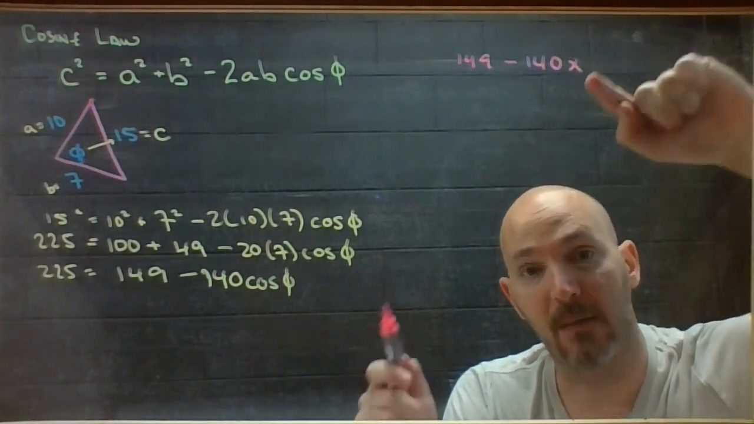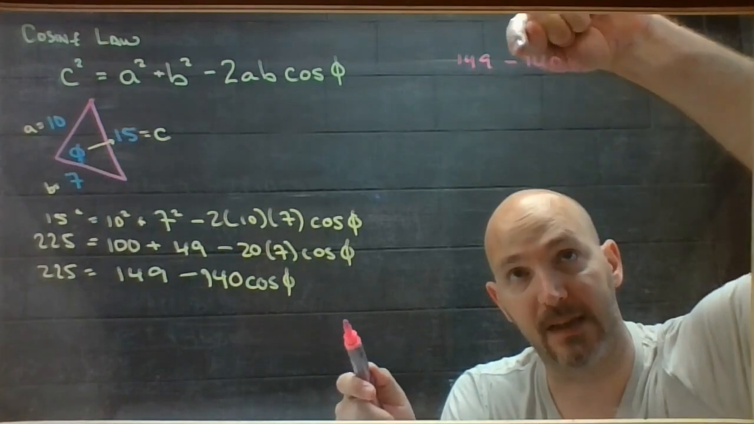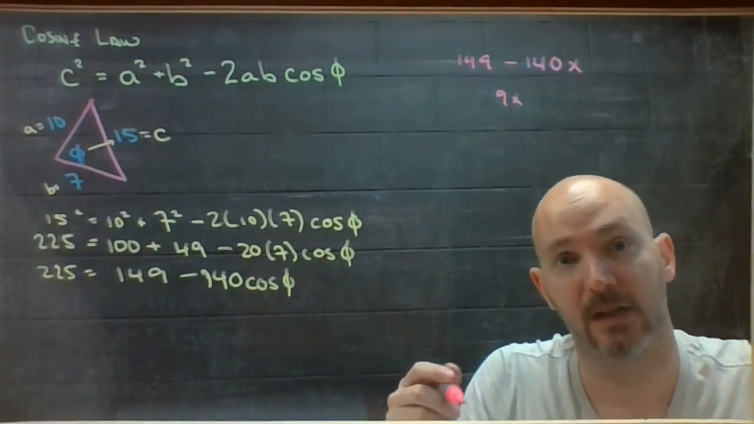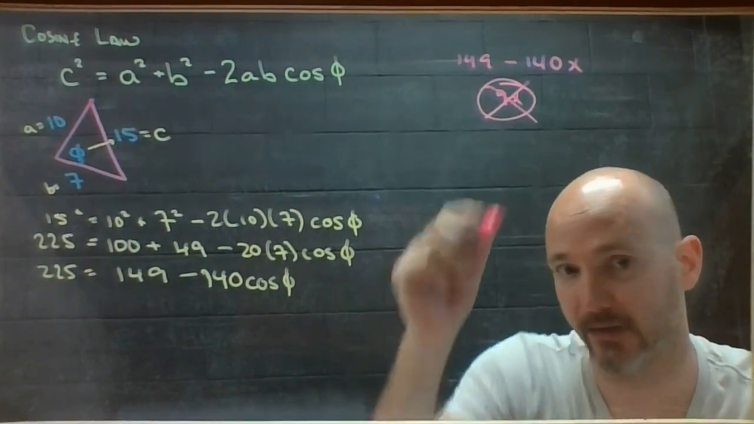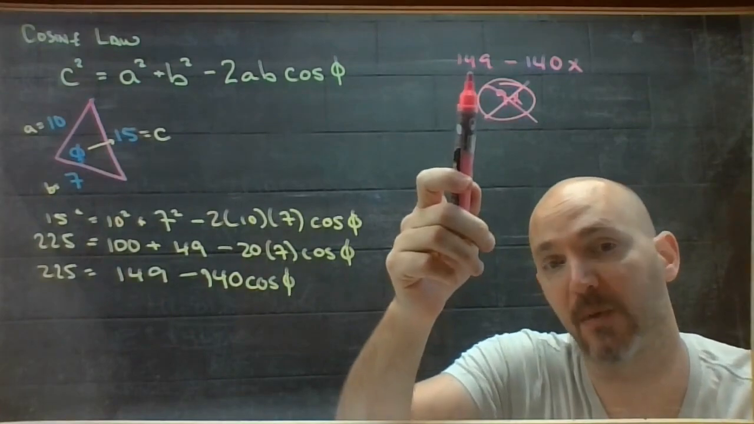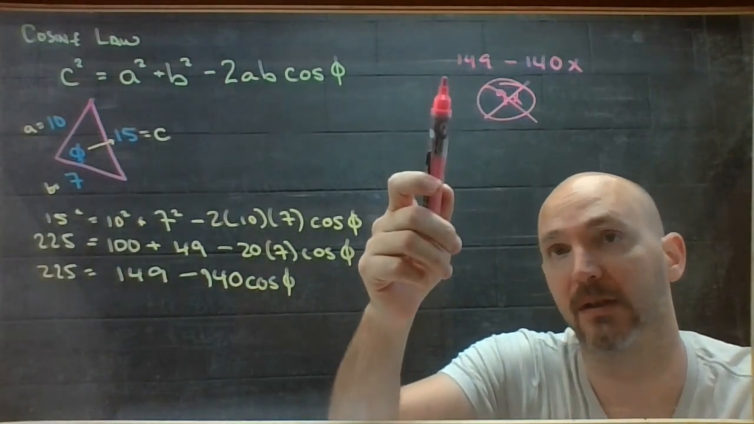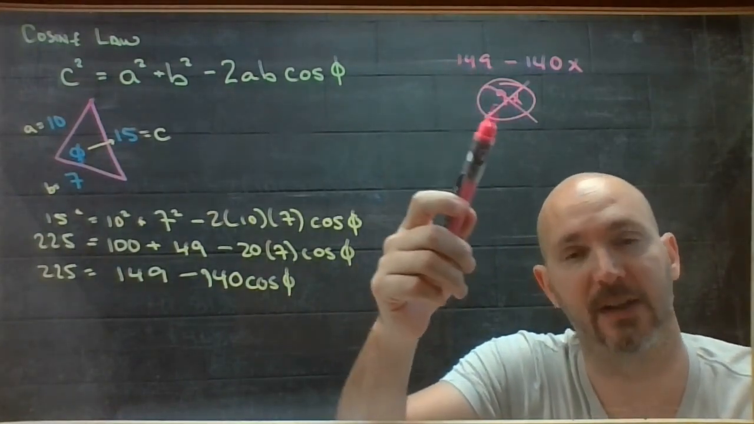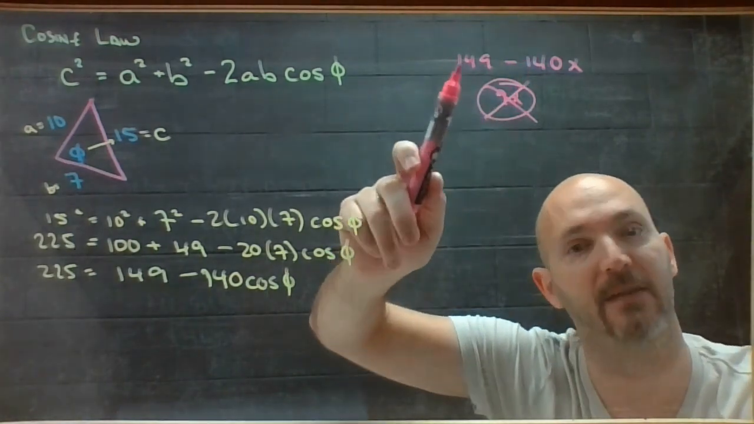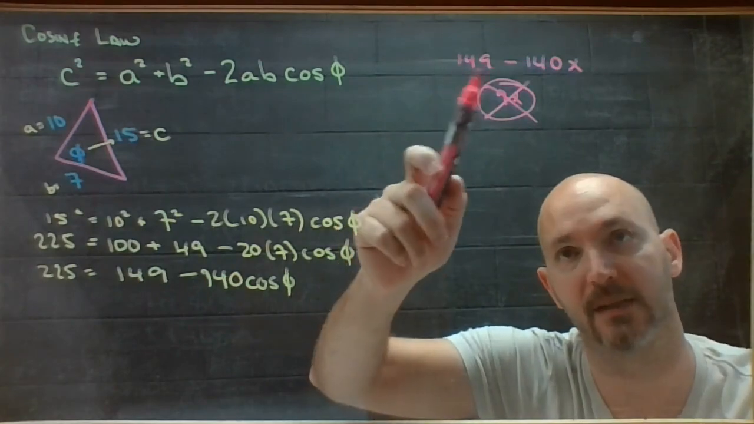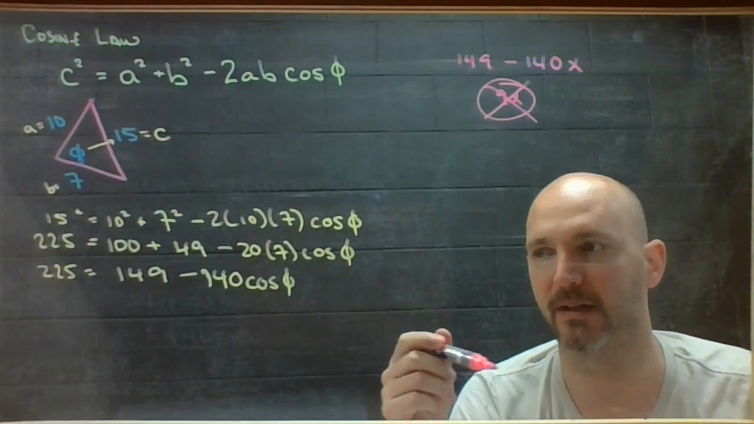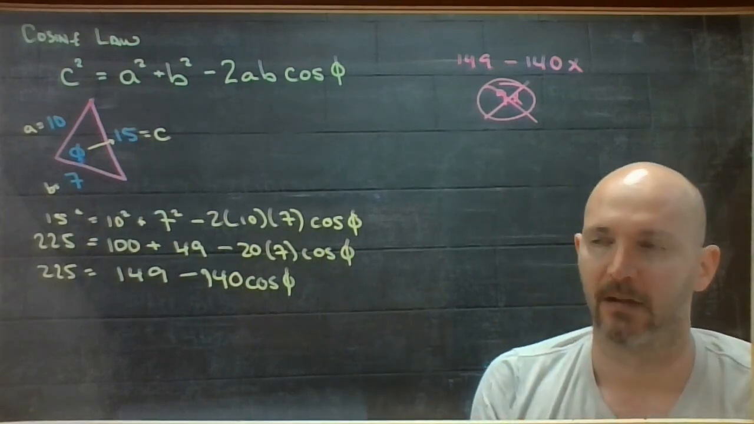So it's a very common error to look at this type of thing and say, oh, well, that must be 9x. Well, it is not that. Don't do that. This is a number with no x's at all. So you can't just vanish it and say there's 9 x's left. There's 140 x's and some number that doesn't have anything to do with x. So please don't squash them together like that.